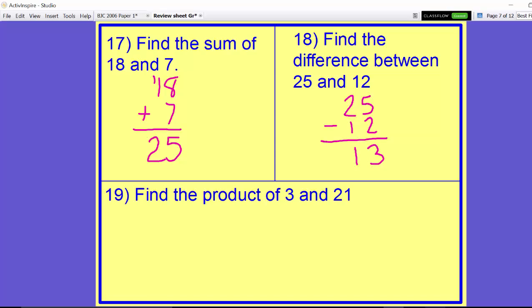Number 19, find the product of 3 and 21. Product means to multiply. So we're going to do 21 times 3. 3 times 1 is 3. 3 times 2 is 6. So our answer is 63.